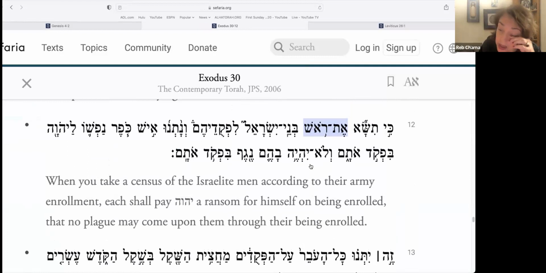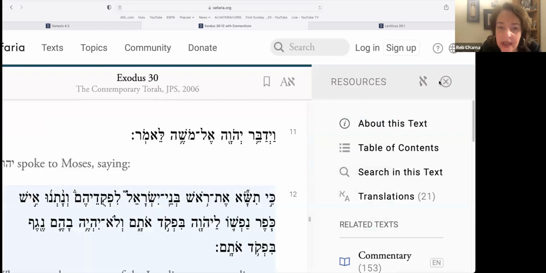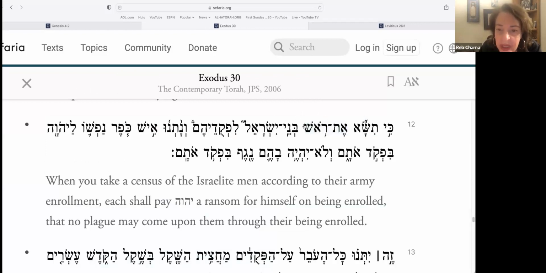What did you say, Allison? Oh, I just thought it's the saying, okay, count heads, like maybe that's where it came from. You're sort of like, instead of lifting them up, you're just counting heads, like counting the men. Right. Or maybe there's something else in here, because we're going to get to this. Ki tisa et rosh. So when you lift up or carry the heads, somehow. And notice et rosh. Rosh is singular. So B'nai Yisrael, now we know it's seen singularly.